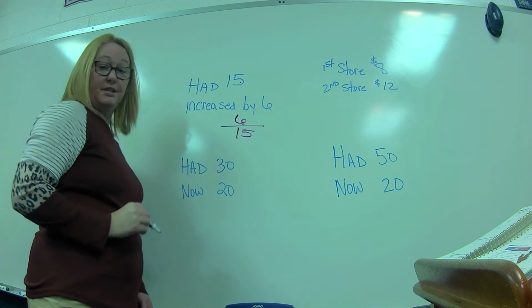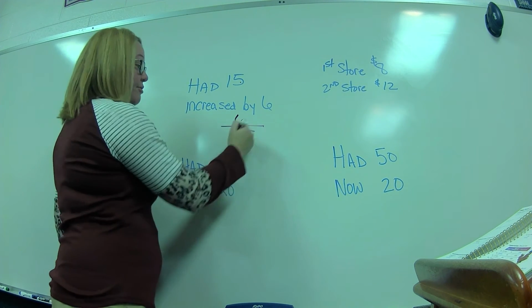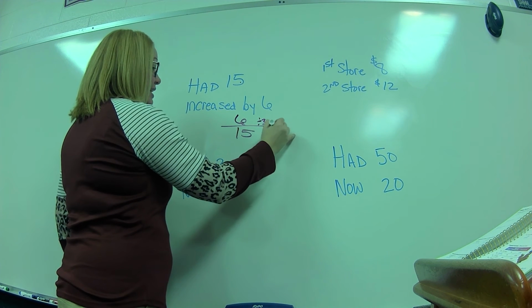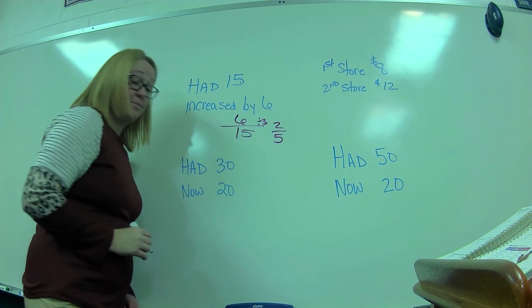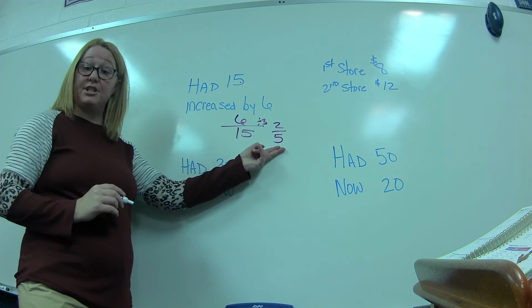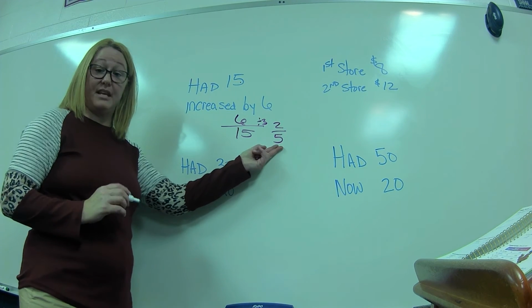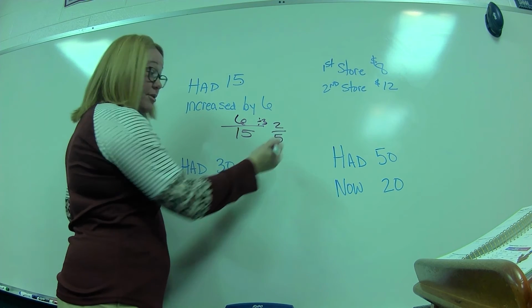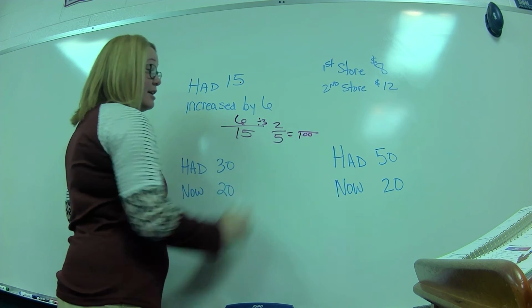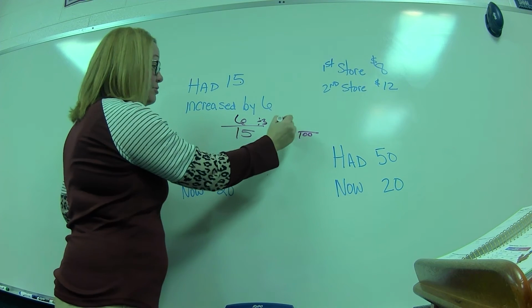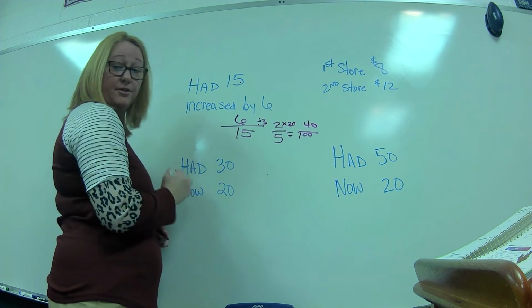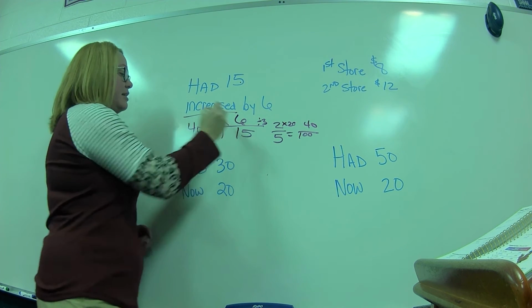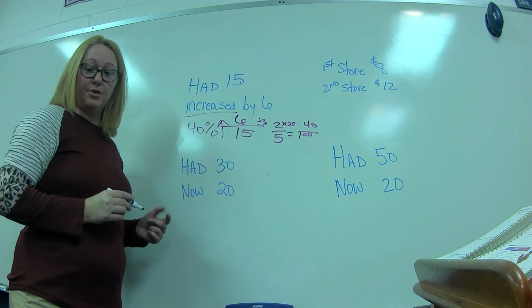This is the difference. I can reduce this by 3, so let's divide by 3 and I get 2/5. The percent of 2/5 is 40%. If I don't know that off the top of my head, I could put this into 100 because percent's out of 100. 5 goes into 100 20 times, so 2 times 20 gives me 40/100ths, which gives me 40%. It tells me it's increased, so I'd have a 40% increase.